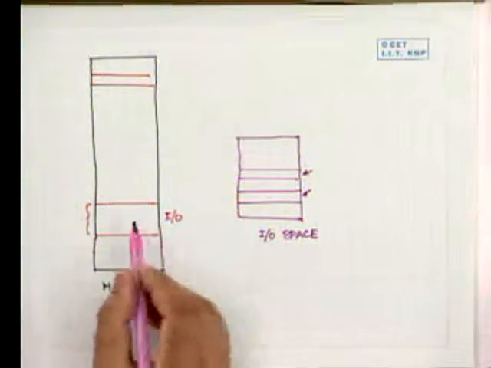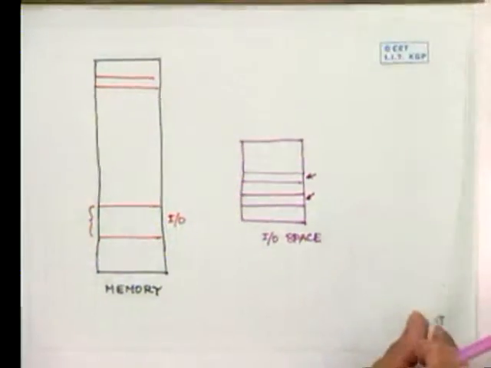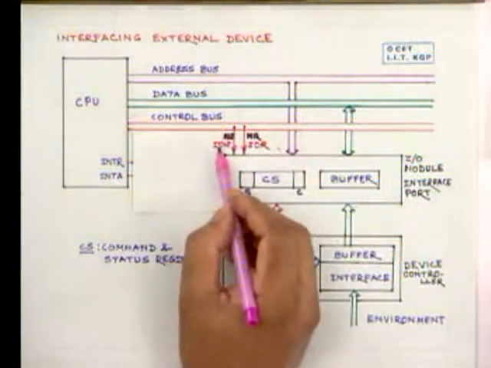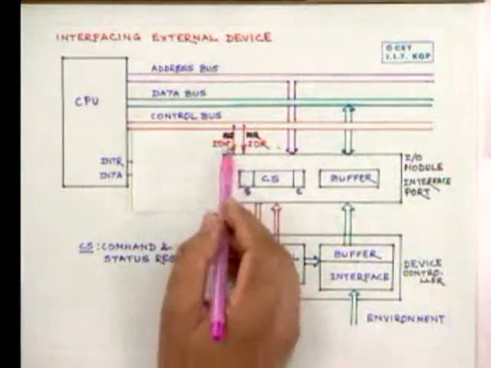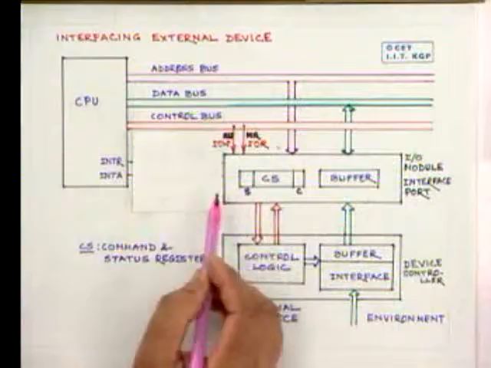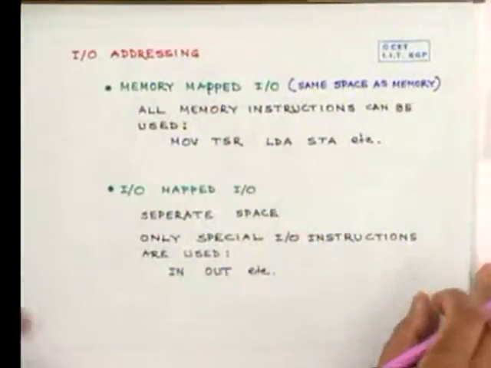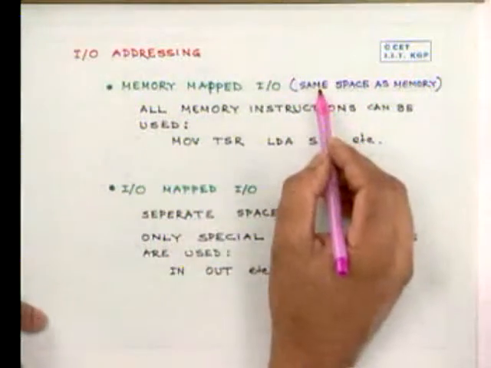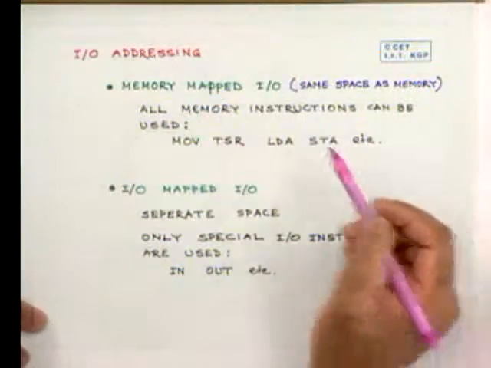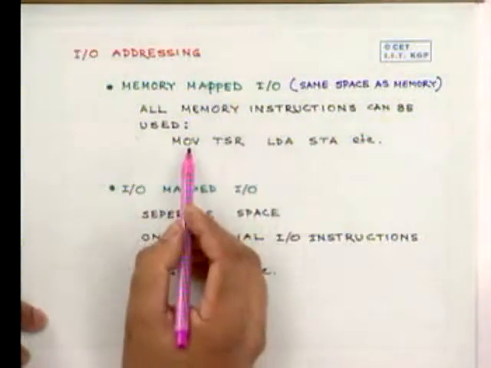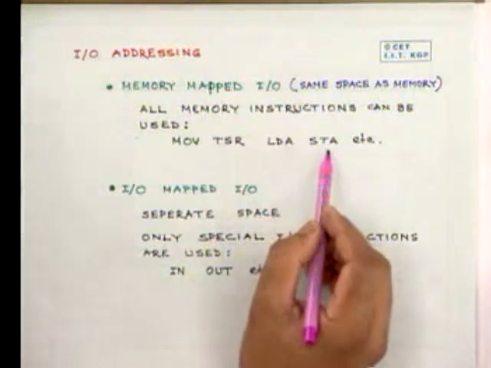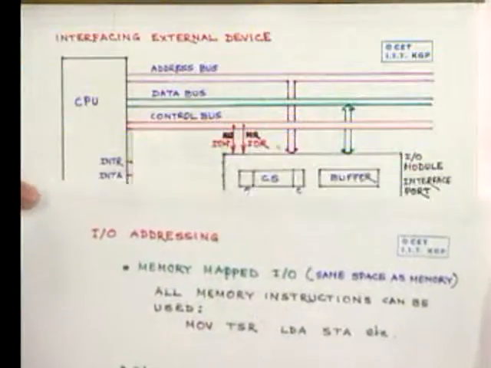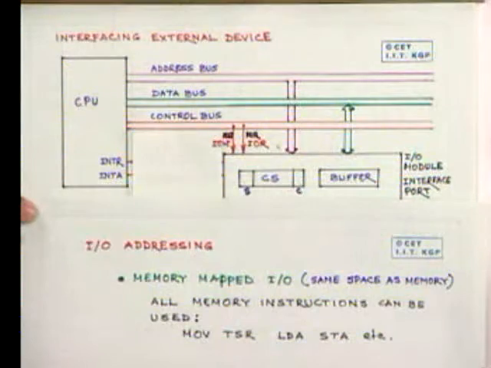Now, how do I distinguish between the memory space and the I/O space? That is distinguished by whether you are using memory read, memory write, or I/O read and I/O write. How the CPU distinguishes them is by means of the instructions. For example, if we are having memory mapped I/O, we are using the same space as memory, part of it. All memory instructions can be used here. That means we can use move, transfer, load accumulator, store accumulator instructions to transfer data from and to the command as well as the status registers, if we are using memory mapped I/O.